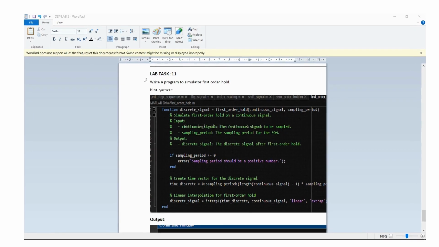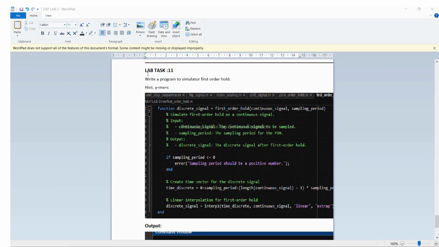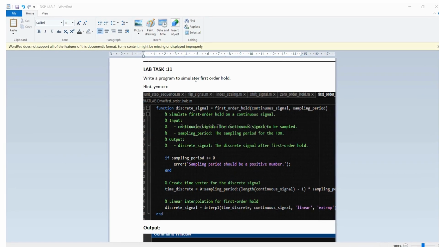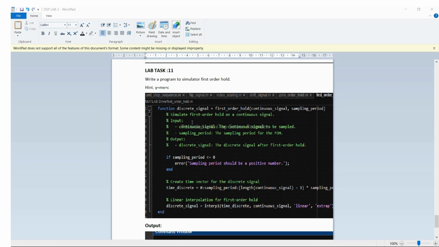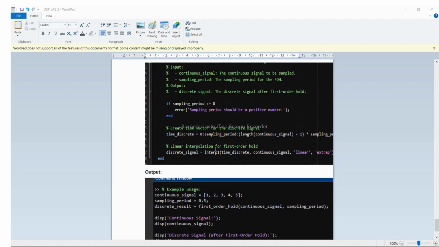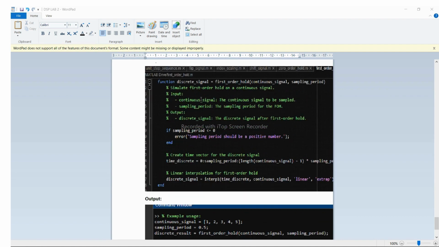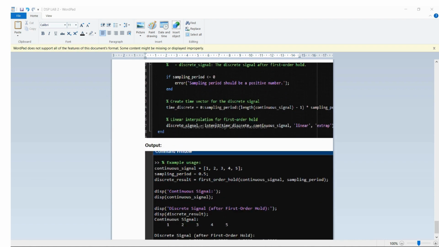The task we have to perform is to write a program to simulate a first order hold. Basically, first order hold means simulating a first order hold operation on the input signal, performing linear interpolation between consecutive samples. We have arguments: one is the input signal and the second is the sampling time. By writing the following code, we will get the desired output.